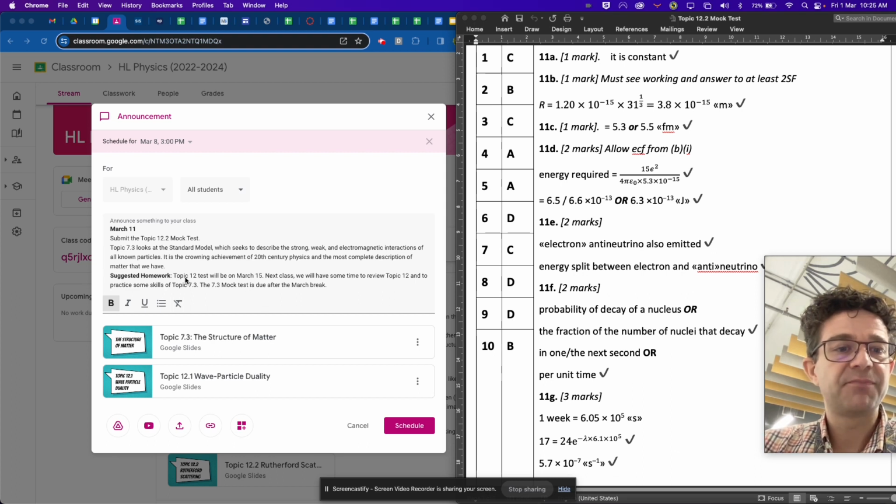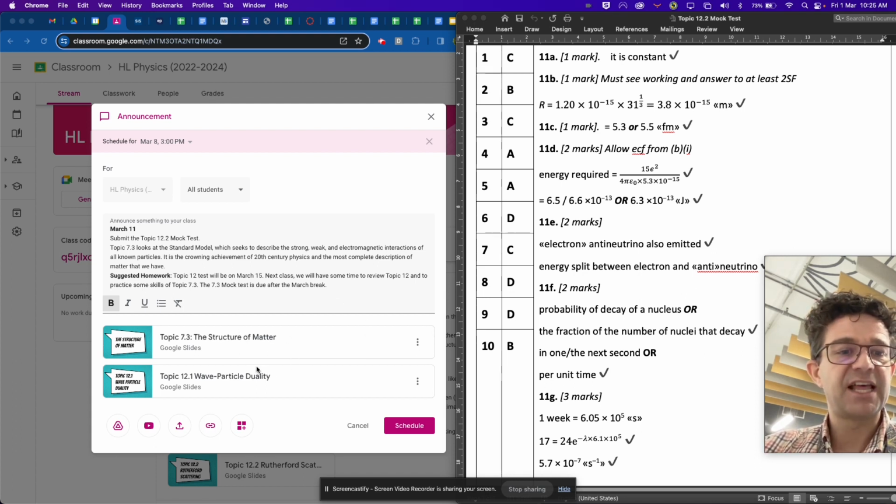Just looking ahead, we have our topic 12 test on Friday, so that's the 15th. And next class, we will have the bulk of the time to review questions that you have from topic 12, and also to practice some of these topic 7.3 skills and answer questions there. The topic 7.3 mock test is going to be due right after March break, and that's when we'll go into our review of your mock tests and stuff like that.